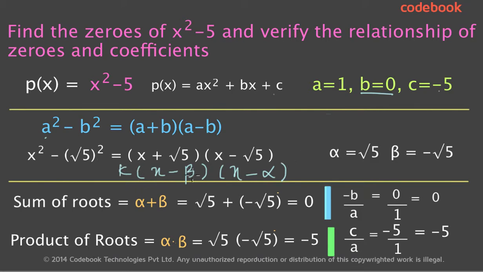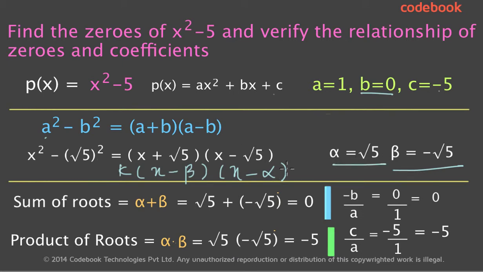Here k is equal to 1 and beta is minus root 5, because x plus root 5 equal to 0 gives x equal to minus root 5. So minus root 5 is a root of this quadratic equation, so beta is minus root 5. Similarly, x minus alpha is equal to 0, so x becomes root 5. So alpha is root 5.